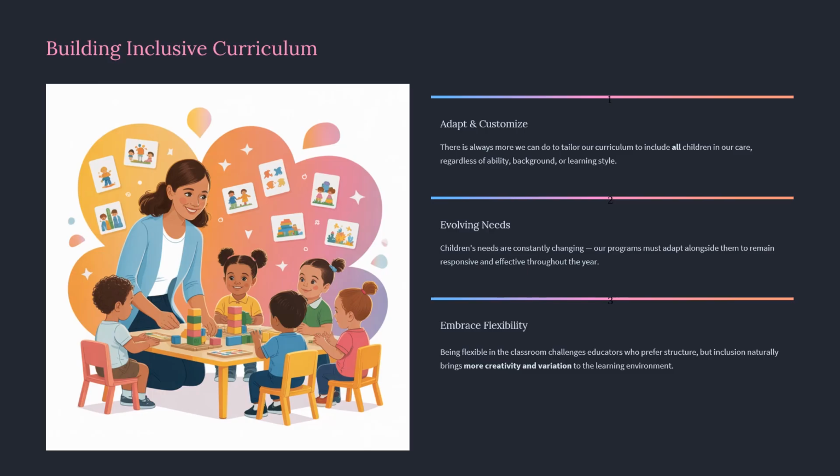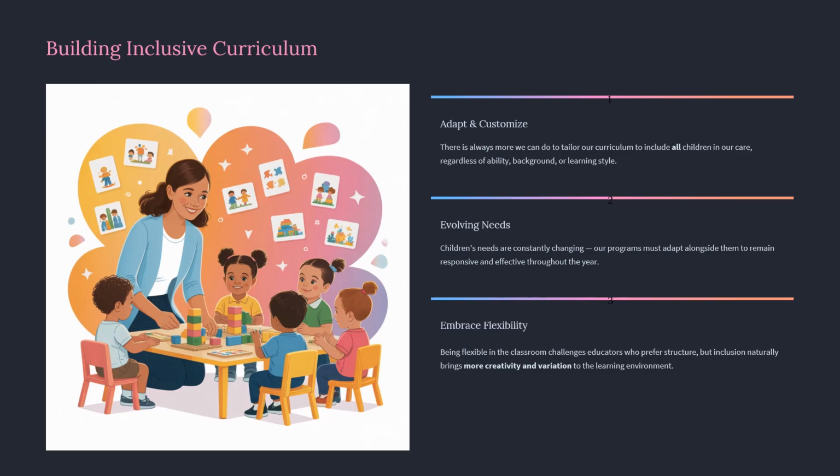Think about the books we choose, the songs we sing, the celebrations we hold. Are they diverse? Do they honor different cultures and ways of life? What about the materials we provide? Are there options that allow children with varied abilities to participate meaningfully? Adapting the curriculum might mean offering visuals for children who learn best by seeing, hands-on materials for those who learn by doing, or calm spaces for those who get overwhelmed by too much stimulation.